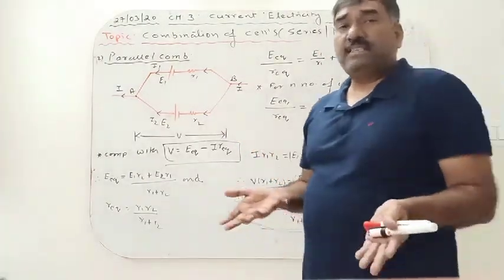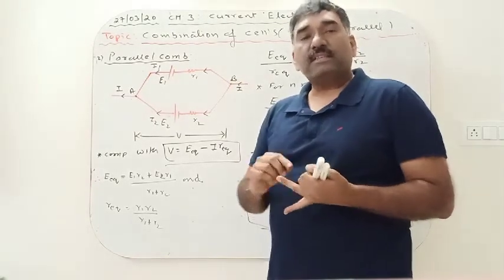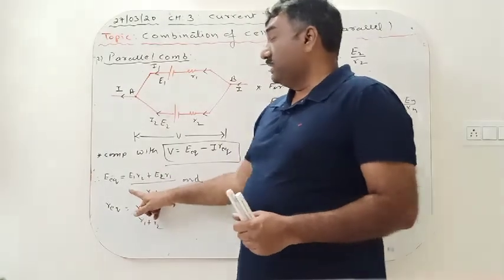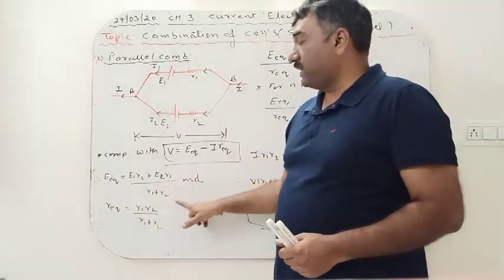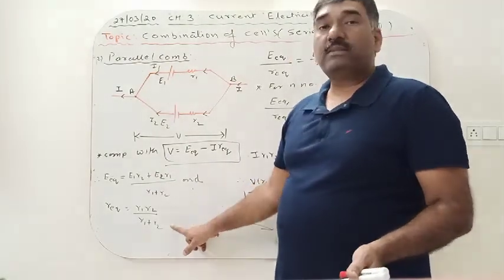In series it is very simple. The resultant equivalent EMF is E1 plus E2, and the resultant internal resistance is R1 plus R2. But in parallel combination, the resultant equivalent EMF is E1 R2 plus E2 R1 upon R1 plus R2, and the equivalent internal resistance is R1 R2 upon R1 plus R2.